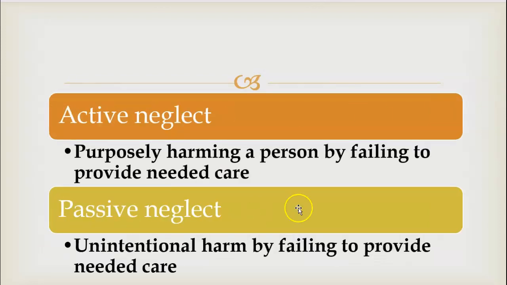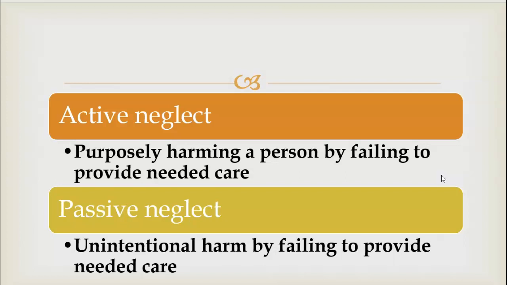Then there's a couple other terms that you should be familiar with, and that's active neglect and passive neglect. So neglect is when we are failing to meet a person's needs. And if it's active, that means we are purposely doing it. We know that we're not feeding them. We know we're not bathing them and they need to be bathed, or something along that line, right?